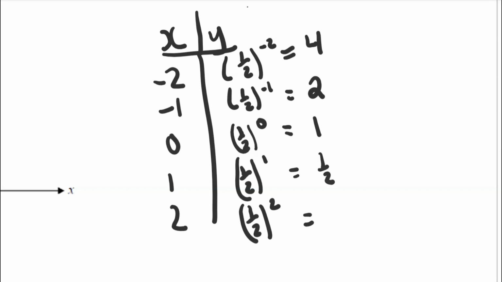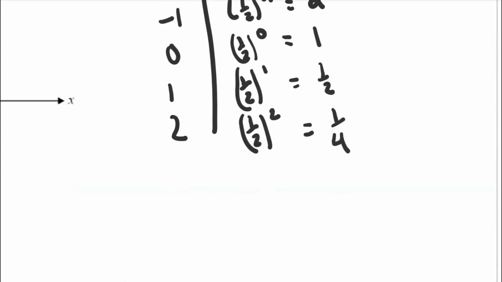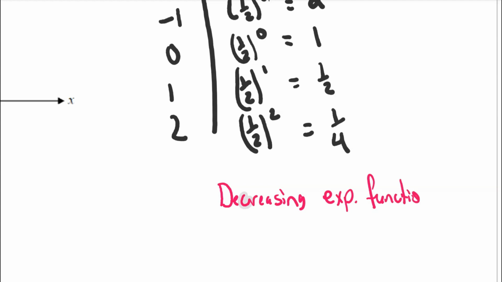So it looks like there's been a reflection, in this case, on the y-axis. So we can say that this is a decreasing exponential function, because it looks like it's going down and to the right.